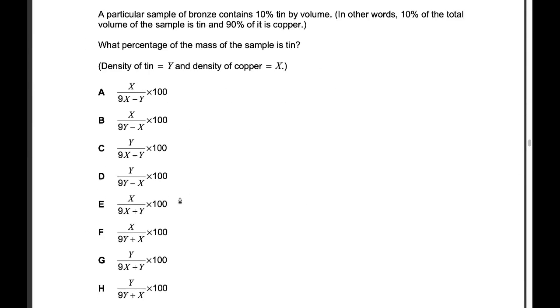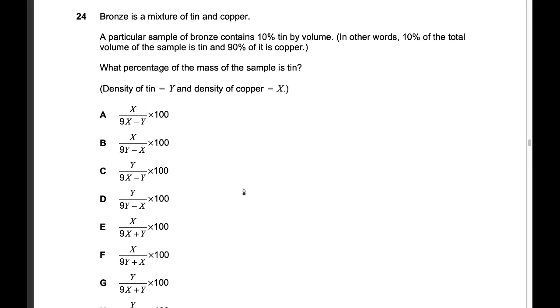Right, bronze is a mixture of tin and copper. A particular sample of bronze contains 10% tin by volume. In other words, 10% of the total volume of the sample is tin and 90% of it is copper. Okay, what percentage of the mass of the sample is tin? Right, and we're supposed to give our answer in terms of x and y.